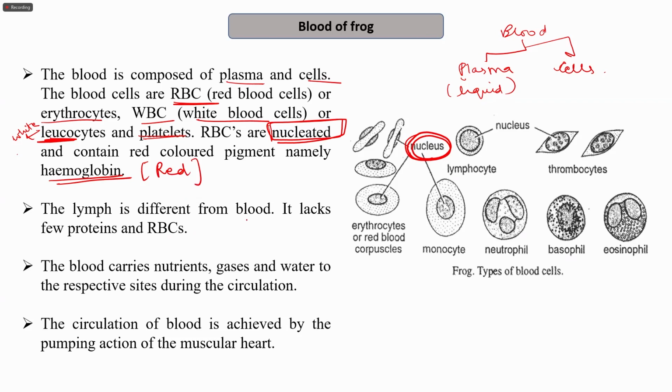The lymph is different from blood. It lacks a few proteins and RBCs, and the blood carries nutrients, gases and water to the respective sites during circulation. The circulation of blood is achieved by the pumping action of the muscular heart, that is by the systole and diastole, contraction and relaxation of the heart.